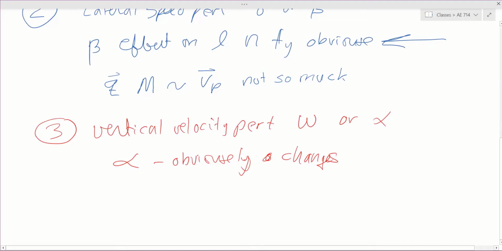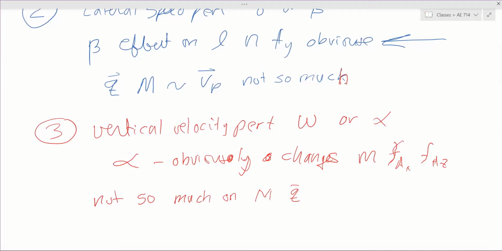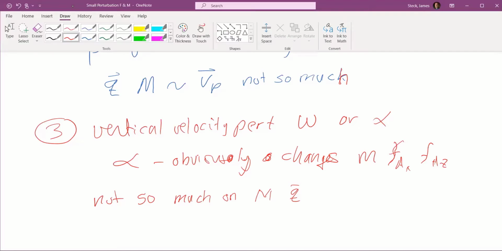I don't think there's an E in obviously, is there? This obviously changes the pitching moment and the force in the X and Z directions. But again, not so much on the Mach number and the dynamic pressure. Same reason, because w is over there, it gets squared. So this is not so much. So the first one took a lot of explanation because u can change Mach number and dynamic pressure, but v and w, we talk about those all the time with regard to aircraft forces and moments and aerodynamics.